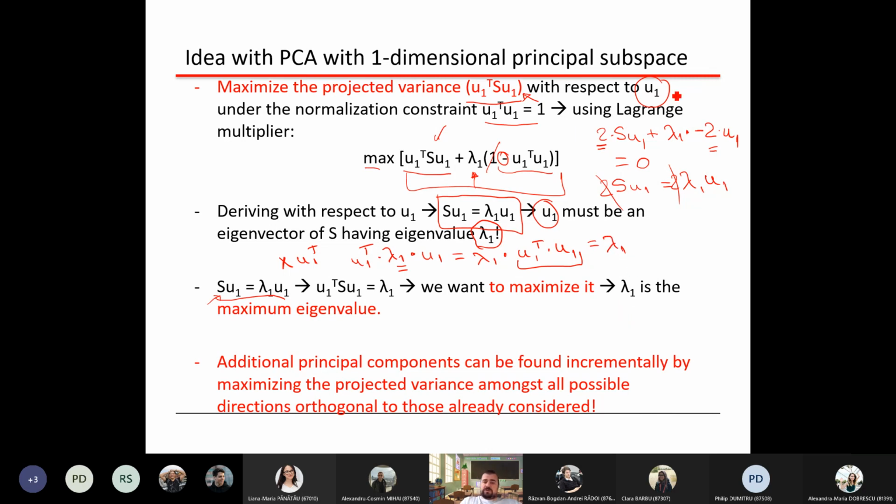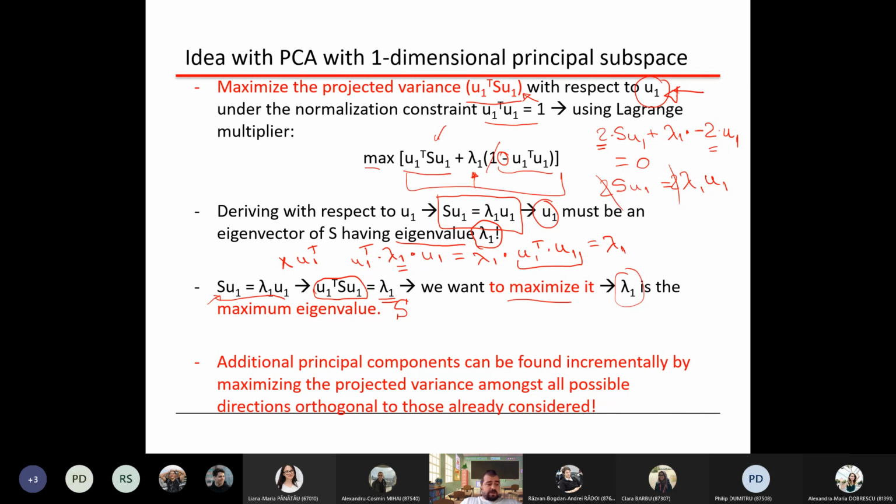So what we need to do is to find that u1 that will lead me to maximize this value. But this value is equal to lambda 1. And therefore, if we want to maximize the projected variance, what we need to do is to maximize the value of lambda 1. But we saw that lambda 1 is an eigenvalue for S. And therefore, since we want to maximize it, it means that lambda 1 is the maximum eigenvalue of S. Okay?